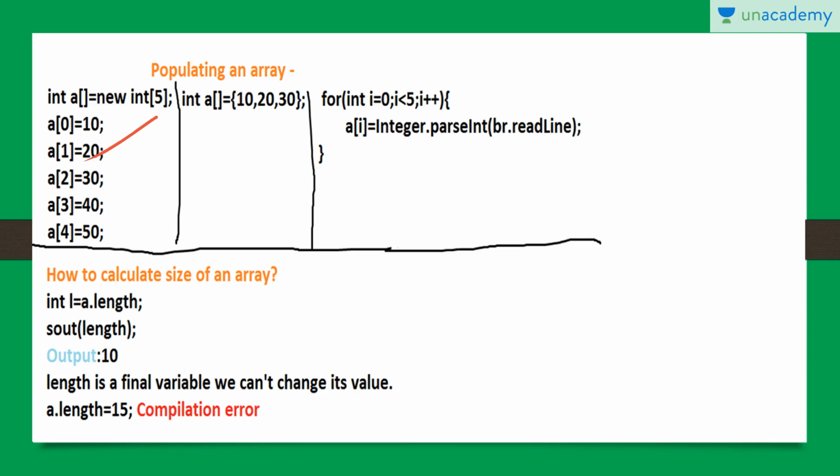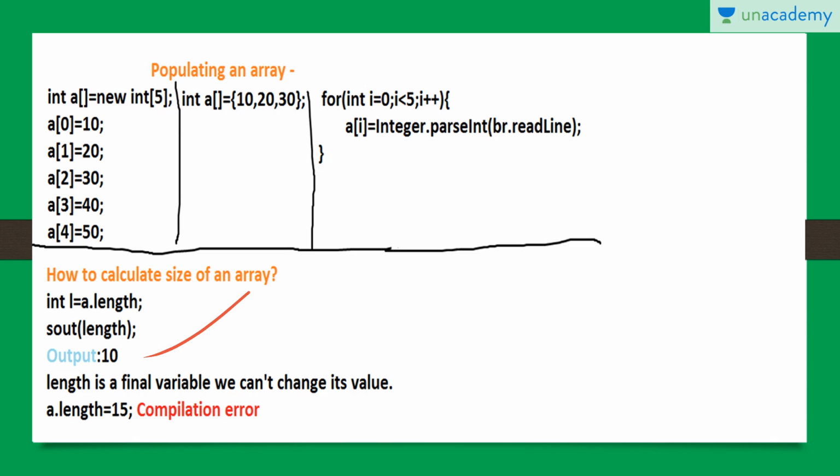Now how to calculate the size of an array? To calculate the size of an array, we have a final variable, length. Using this, we can calculate the length of the array. Length means the size, the number of elements in our array. So basically, if we are initializing our array with 5 elements, we will get the output 5. If we are specifying the size of the array as 10, then we will get output 10. Okay, as you can see here.